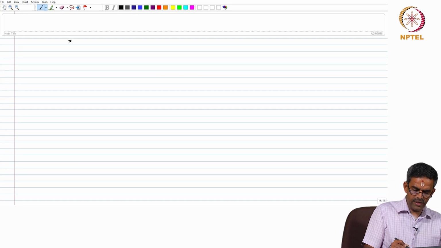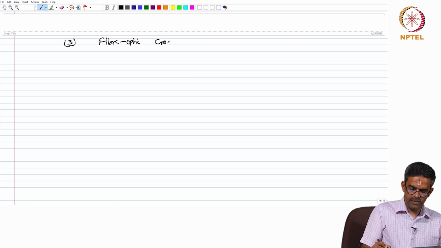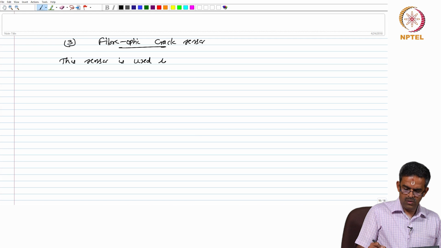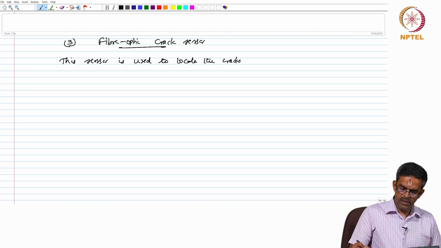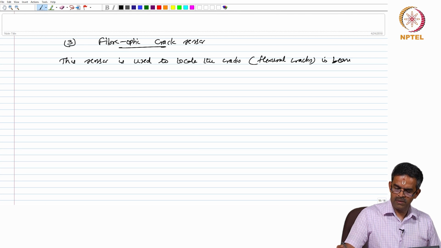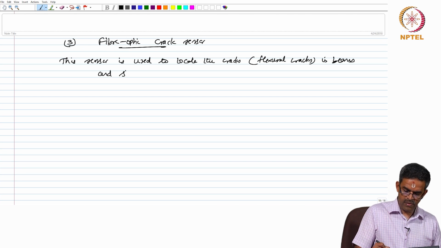The third one is a very interesting device, which is actually a fiber optic crack sensor. This sensor is used to locate the cracks, essentially the flexural cracks in beams and slabs of buildings.